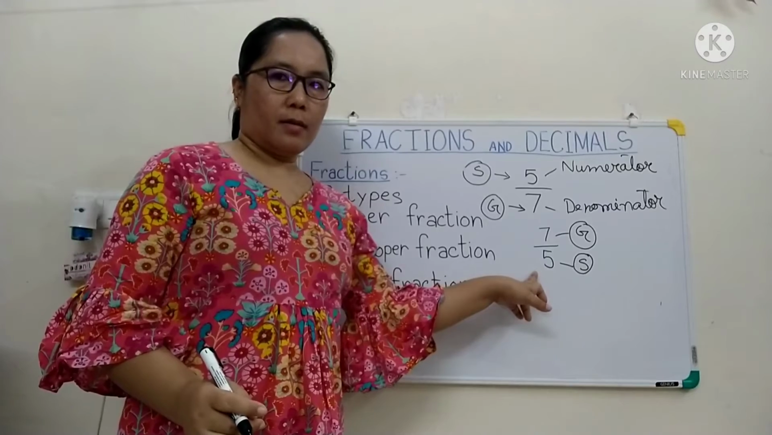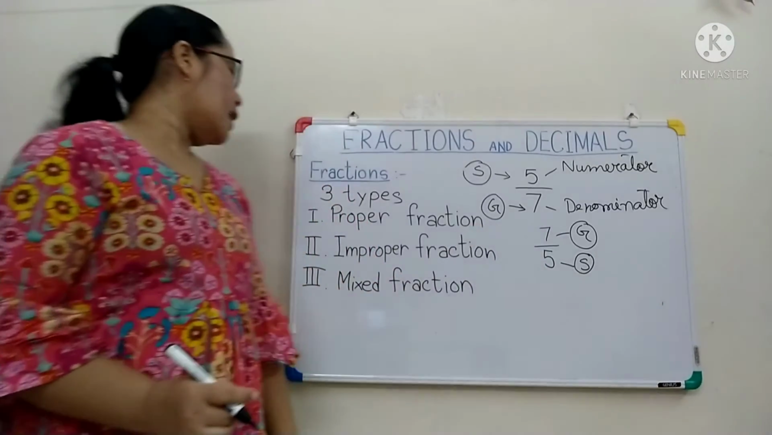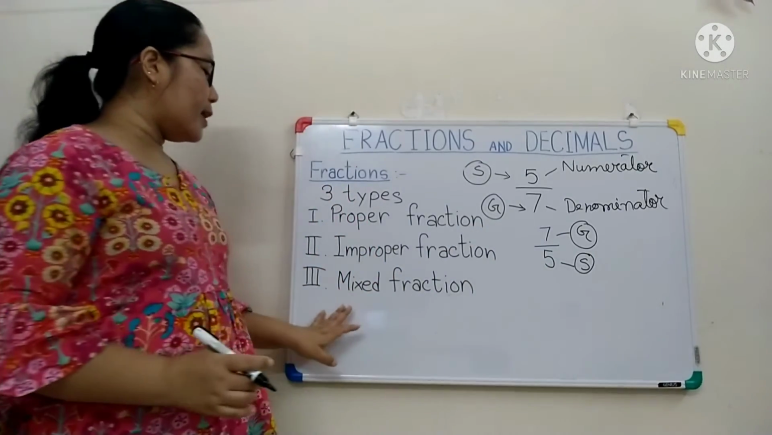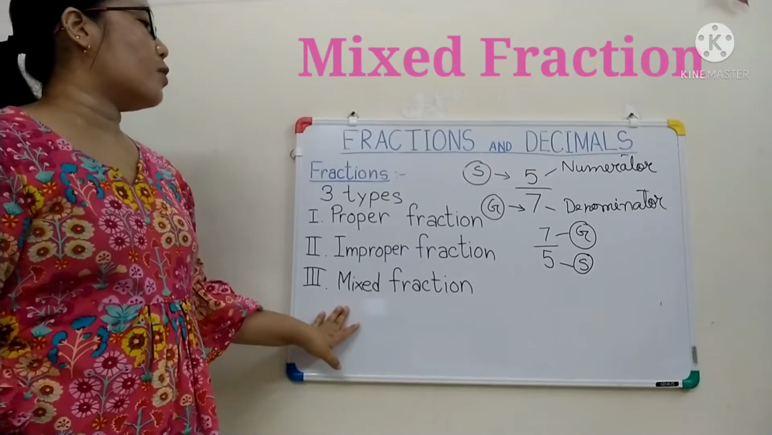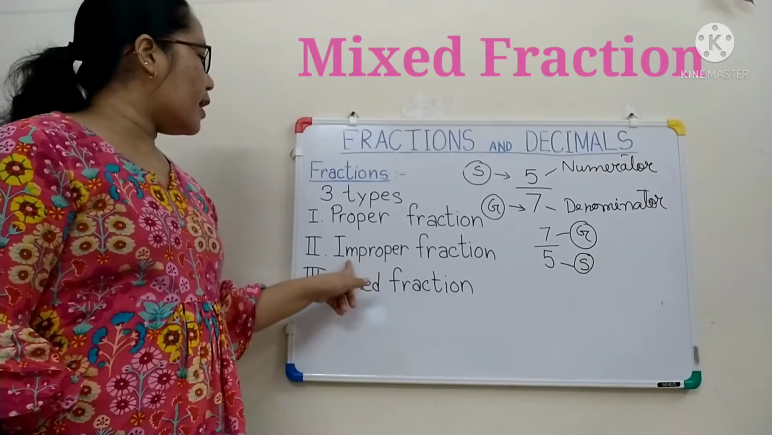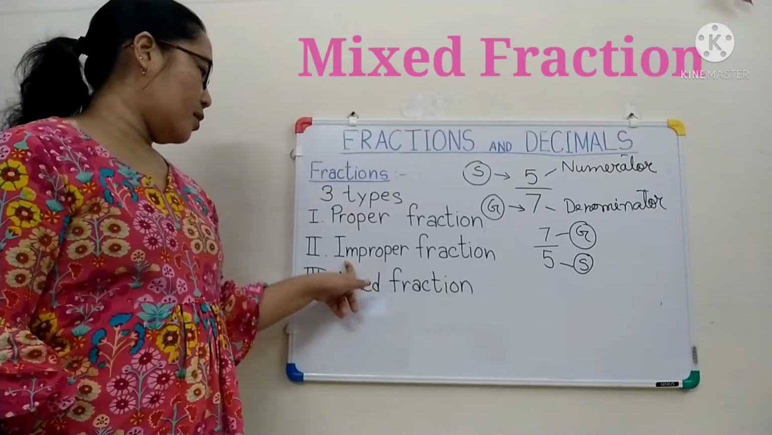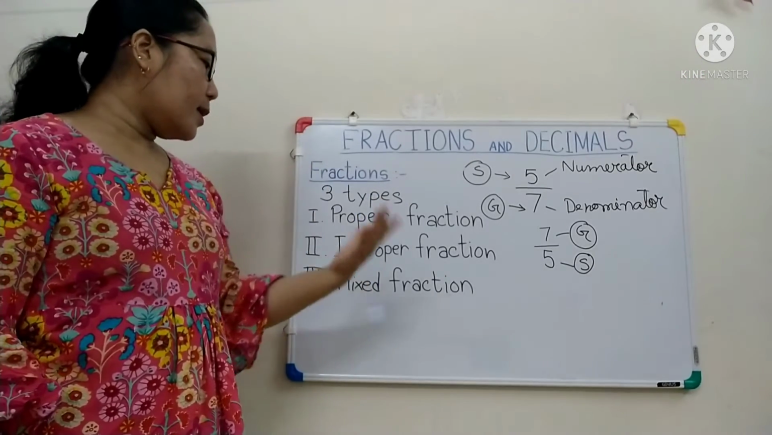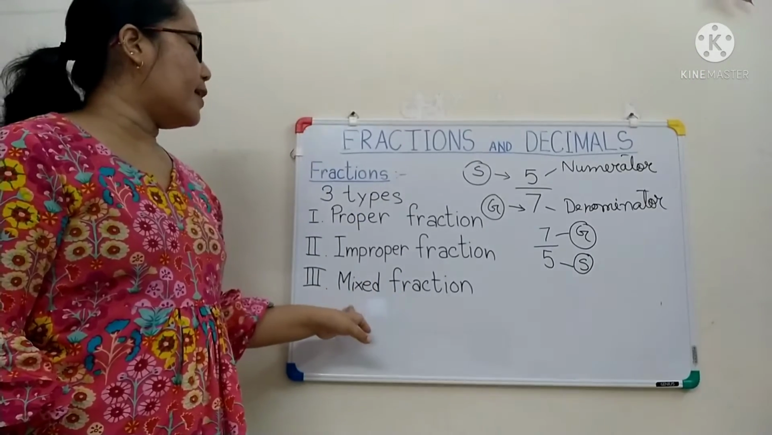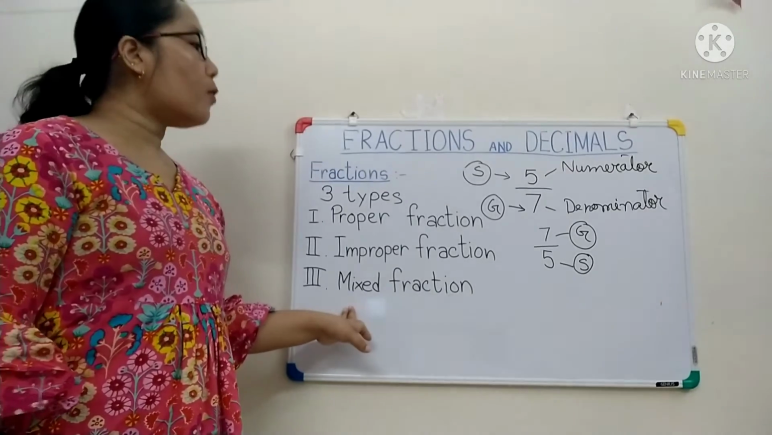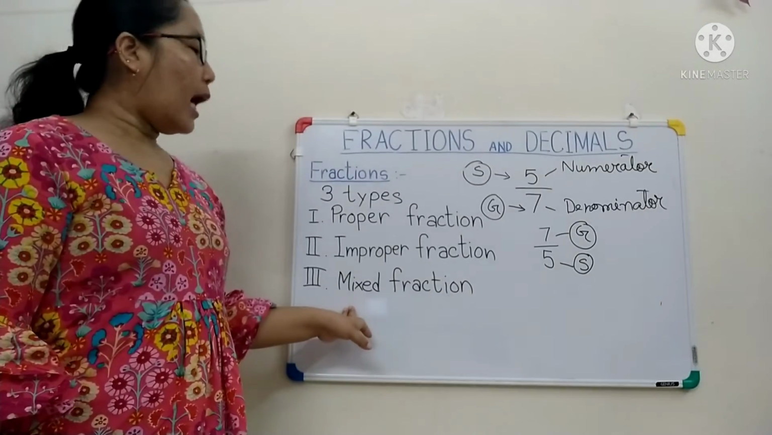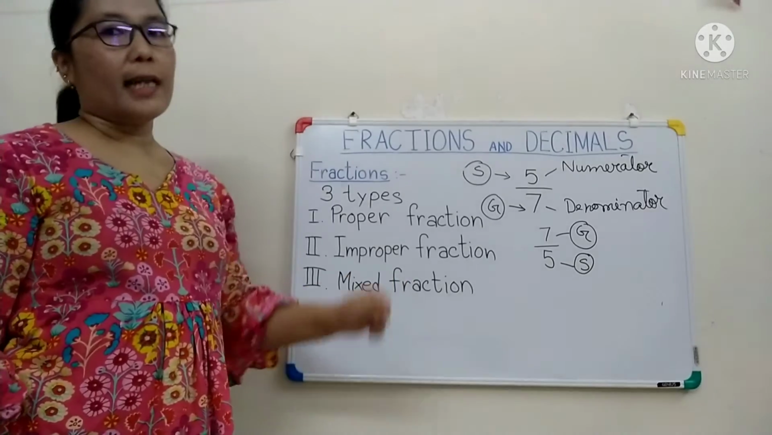denominator. Okay? So now, how can we get the third one, that is the mixed fraction? By converting the improper fraction into a simpler form, we can get the mixed fraction. How can we do so? I'm going to tell you right now.